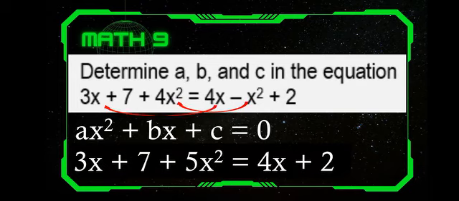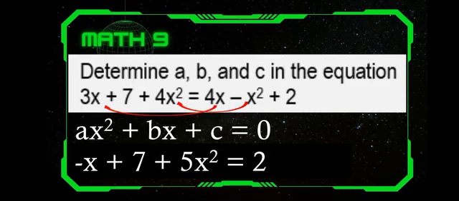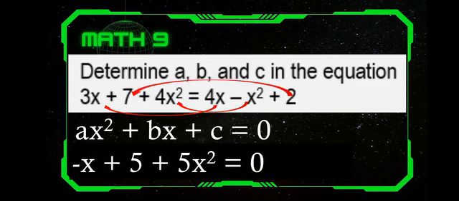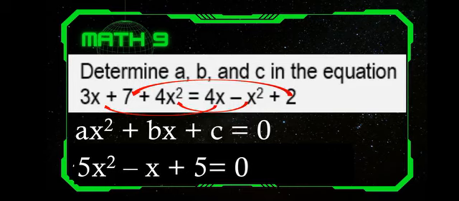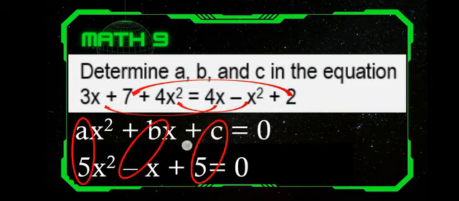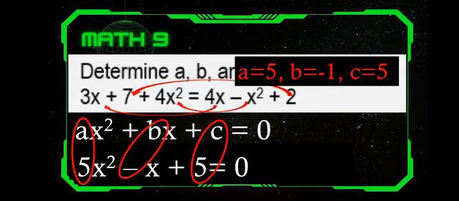Then the linear term 4x will be transposed. The equation becomes 3x minus 4x, that is negative x. And your constant 2 transposed, 7 minus 2 is 5. Then rearrange the order. We have 5x squared minus x plus 5. We can now find your a, which is 5, b, negative 1, and c, which is 5. These are your numerical coefficients.